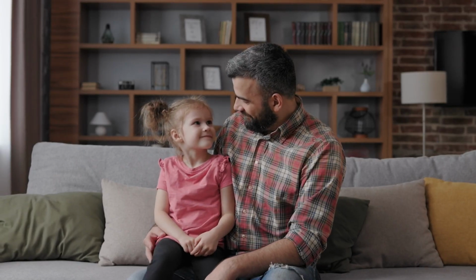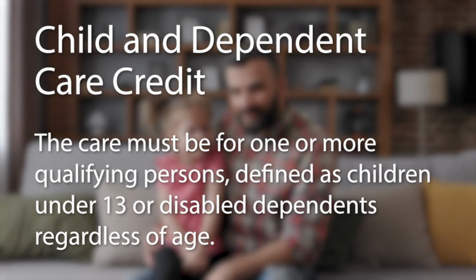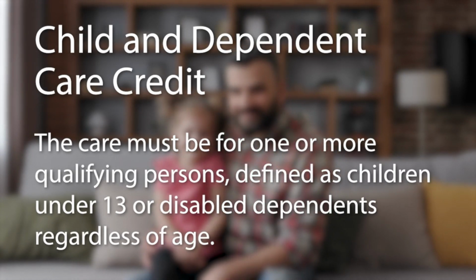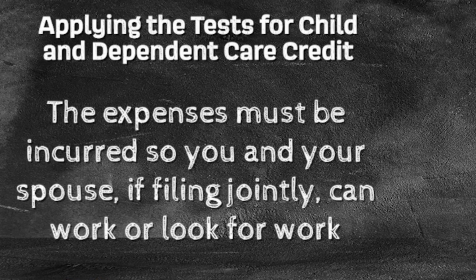For the Child and Dependent Care Credit, the care must be for one or more qualifying persons, defined as children under 13 or disabled dependents regardless of age. You and your spouse, if filing jointly, must have earned income during the year. The expenses must be incurred so you and your spouse, if filing jointly, can work or look for work.